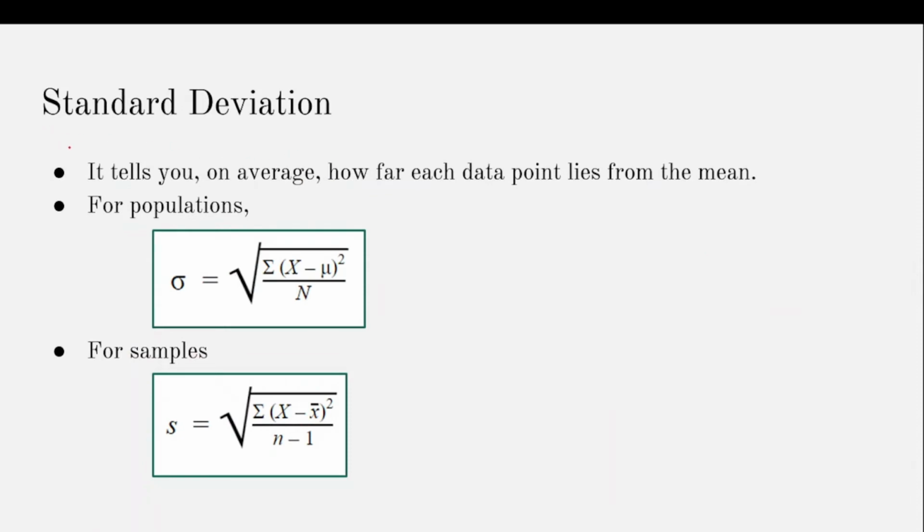Now we will see standard deviation. Standard deviation tells us on an average how far each data point lies from the mean. It's simply the square root of variance, as you can clearly see from the formula. It's represented by the symbol sigma. Here I can see that this is equal to sigma squared, and if I take the square root of this, I'll get the standard deviation. Similarly for samples, the only difference is I divide by n minus 1.